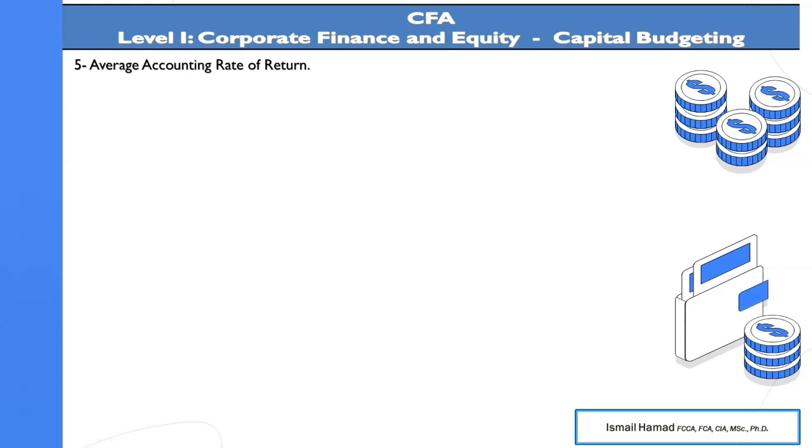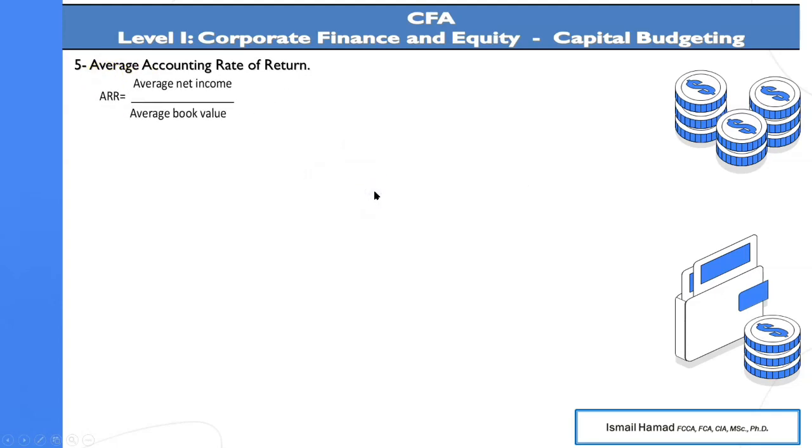In the previous videos, we looked at the net present value and then the IRR and the other two methods. Today we have the fifth method, which is the average accounting rate of return. If the average accounting rate of return is higher than the cost of capital, we will take the project, and if it is not, we don't take the project. Let us see an example and the formula for calculating the average accounting rate of return. Don't forget always the word average.